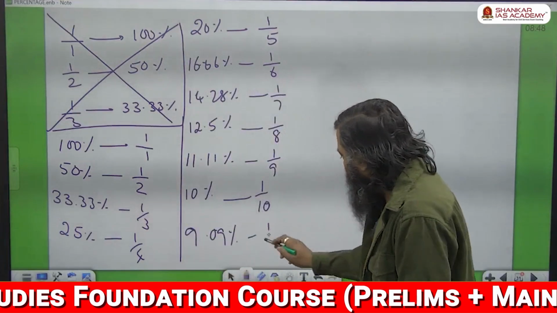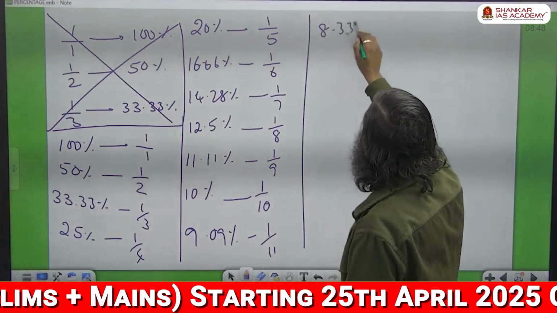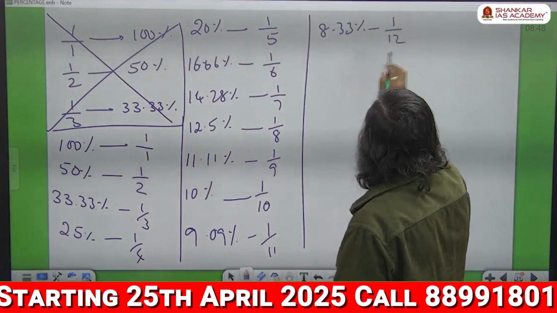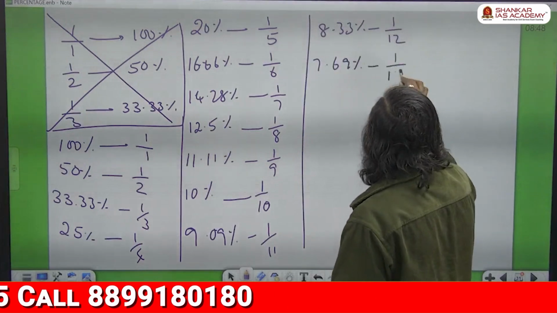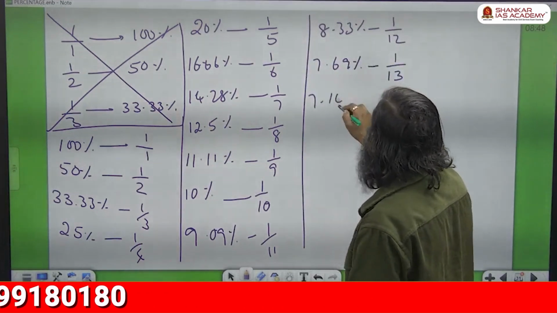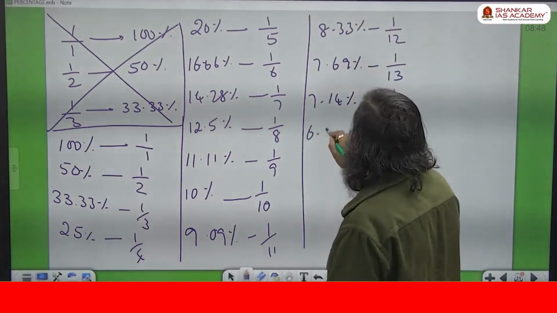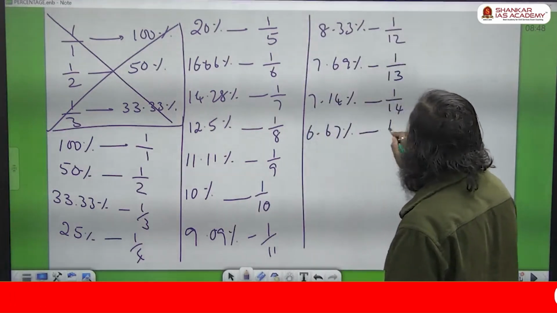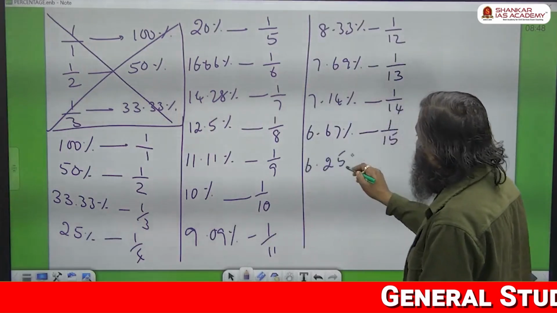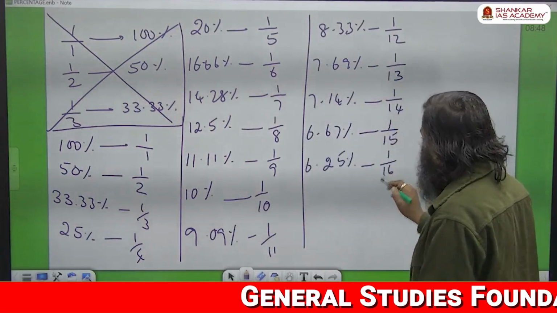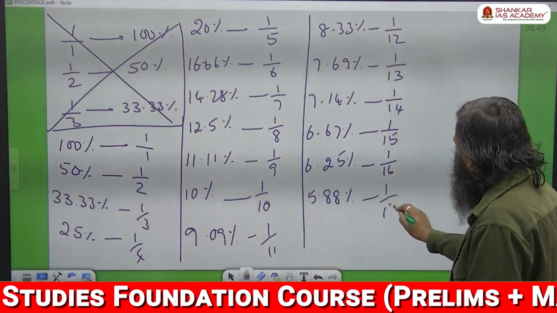9.09%, 1 by 11. Next, 8.33%, that is 1 by 12. Then 7.69%, 1 by 13. Then 7.14%, 1 by 14. Then 6.66 or 6.67%, 1 by 15. Then 6.25%, that is 1 by 16. 5.88%, that is 1 by 17.